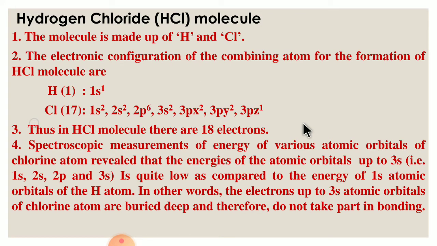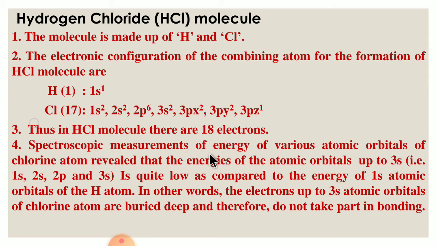The molecule is made up of hydrogen and chlorine atoms. The electronic configurations of the combining atoms for the formation of the HCl molecule are: the hydrogen atom, which has atomic number 1 and electronic configuration 1s1, and the chlorine atom, which has atomic number 17 and electronic configuration 1s2 2s2 2p6 3s2 3px2 3py2 and 3pz1. Thus in the HCl molecule there are 18 electrons, that means 17 plus 1.